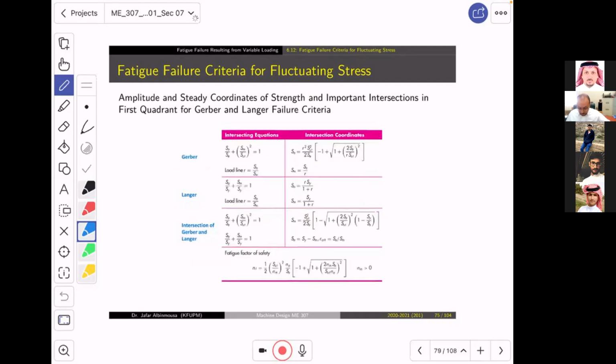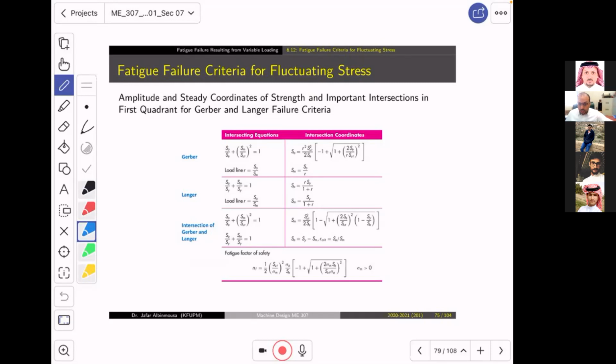Then we have the same for Gerber. Of course, we always want to know the intersection between the criteria, which is Gerber, Söderberg, ASME elliptic, and so on. So between the criteria and the Langer line. Why? Because the Langer line indicates the yielding, which is very much not needed and dangerous in fatigue.